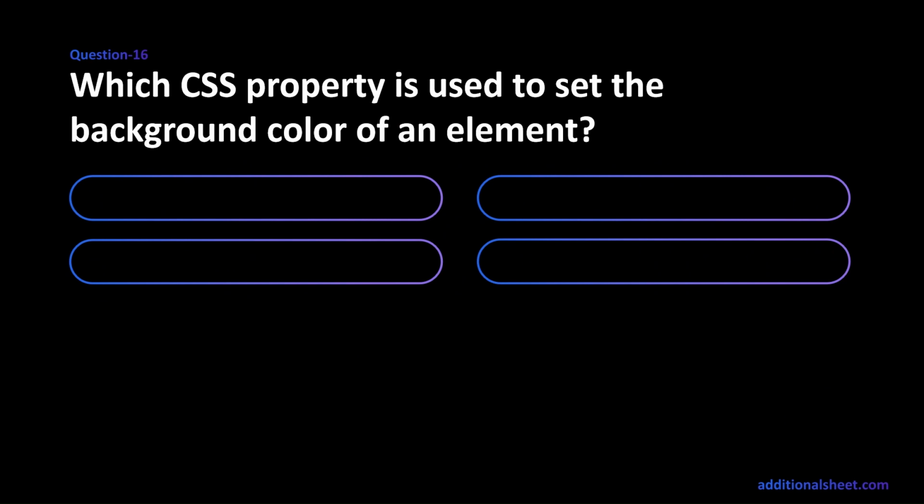Q16. Which CSS property is used to set the background color of an element? Options are A. Background color. B. Color background. C. Background style. D. Element color.